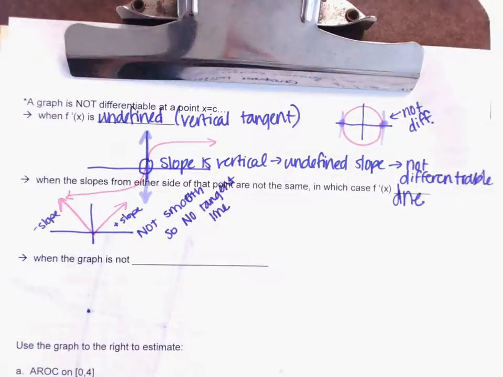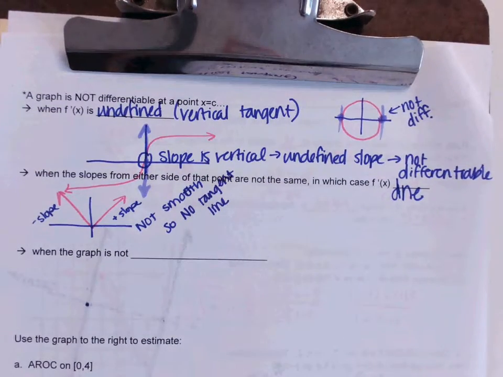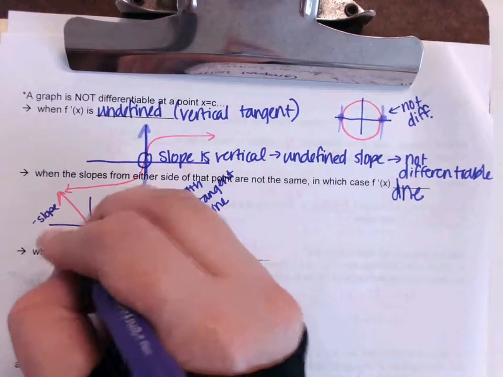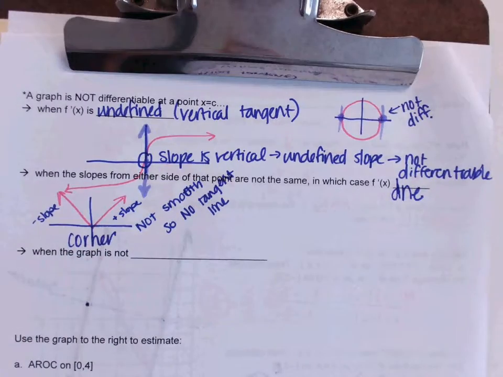And if I don't even have a tangent line, I can't find the slope of it. So anytime that you have an abrupt change in slope, like at a corner, okay, we're going to call this a corner, you will not be differentiable.